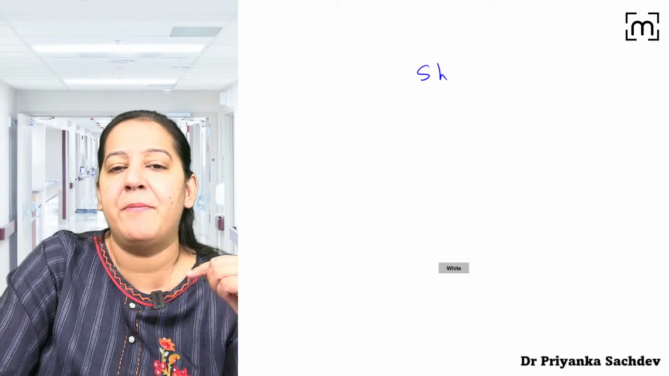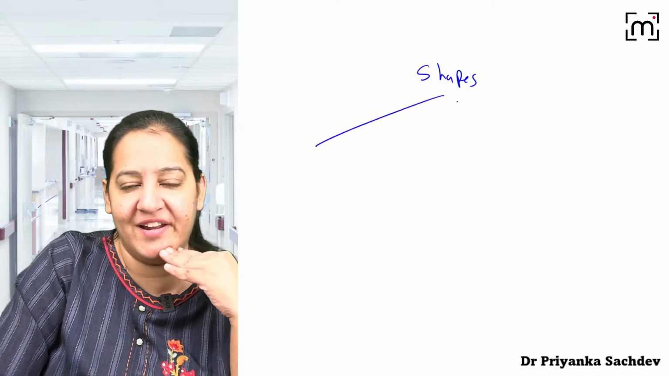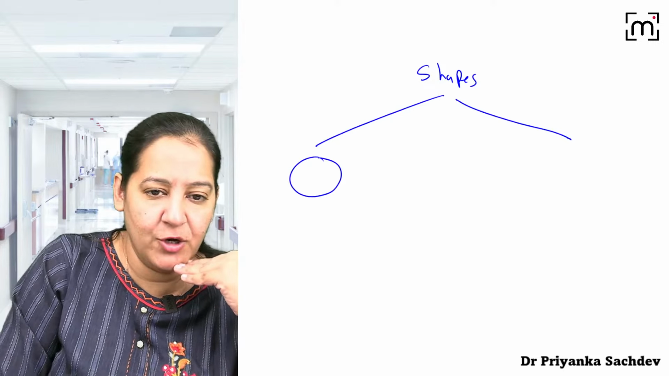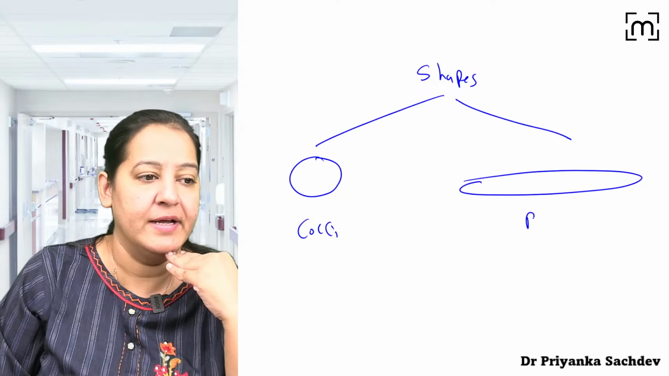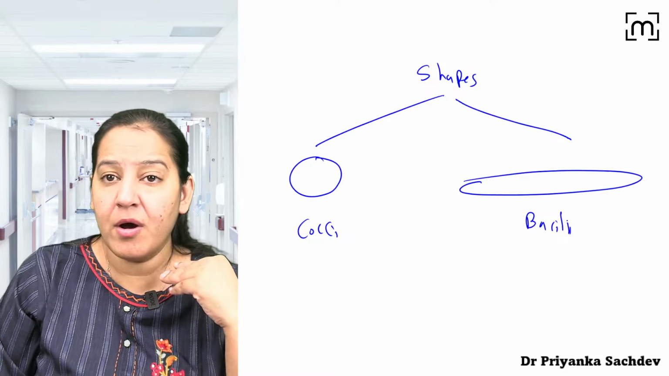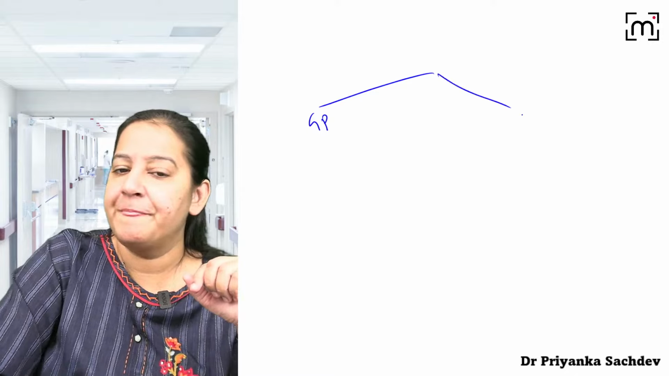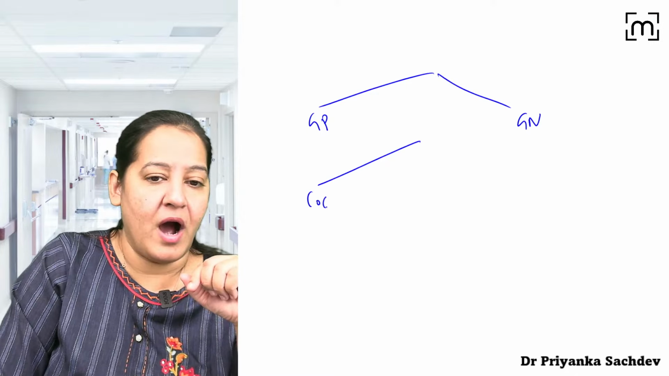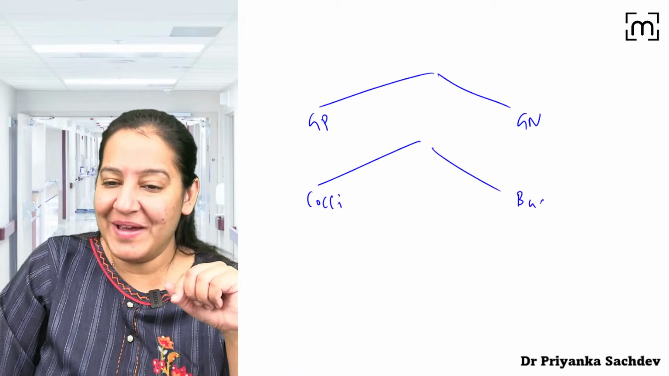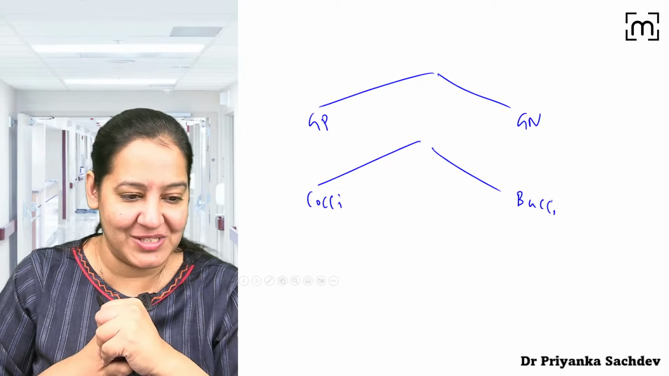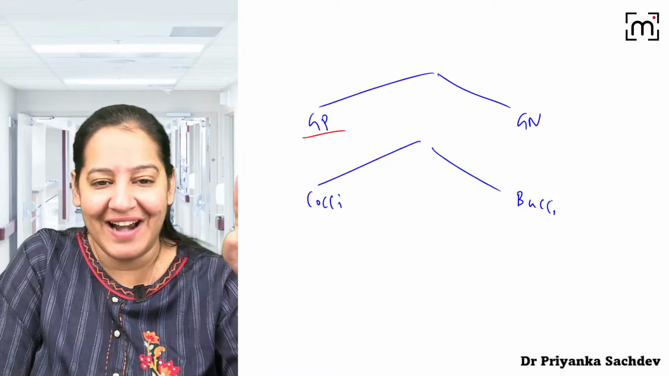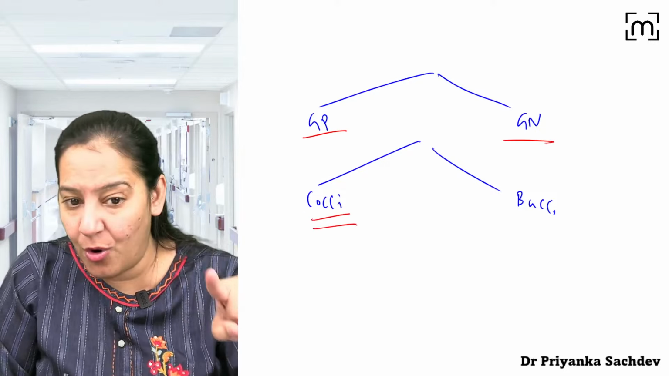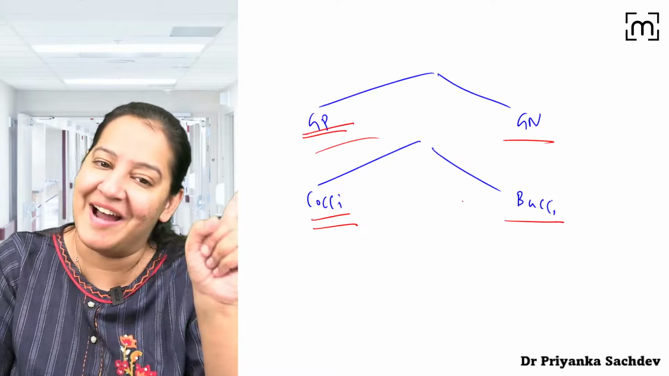Now based on shape of bacteria, how many types of shapes are there? Some bacteria are circular, known as cocci, and some are elongated, rod-like, known as bacilli. Now compile the two classifications together: gram positive, gram negative, cocci and bacilli. If I compile them together, I get four types of bacteria: gram positive cocci, gram negative cocci, gram positive bacilli, gram negative bacilli.